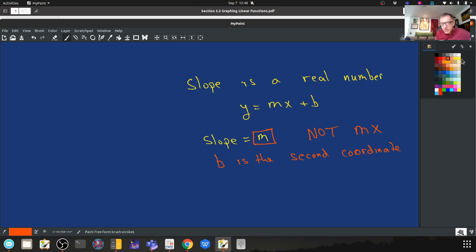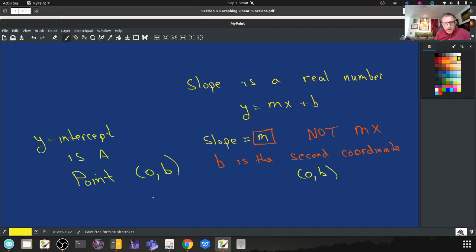Of the y-intercept, which is given by 0, b, and the y-intercept is a point. Remember, points are ordered pairs, but the y-intercept is an ordered pair whose x value is always 0. All you have to do is find the y value where it crosses.